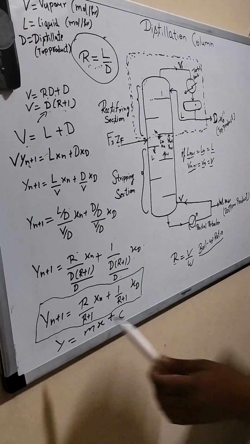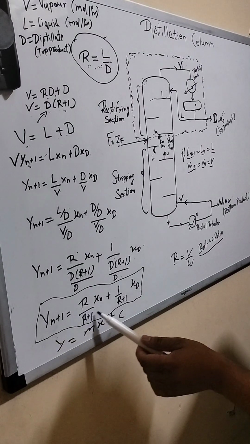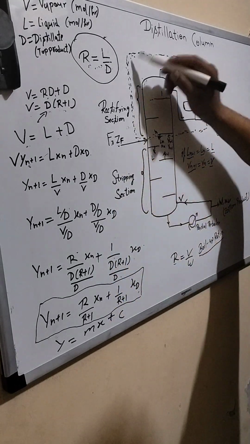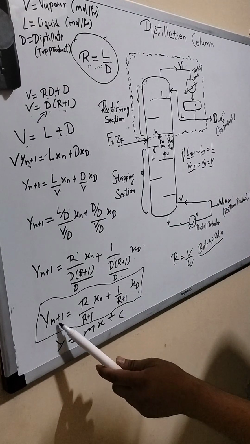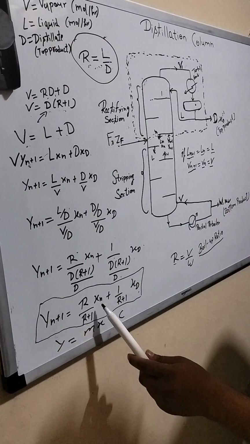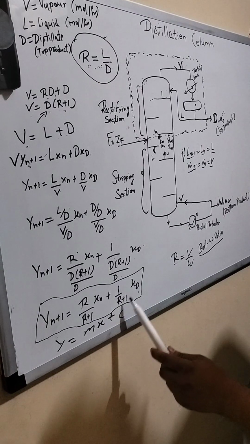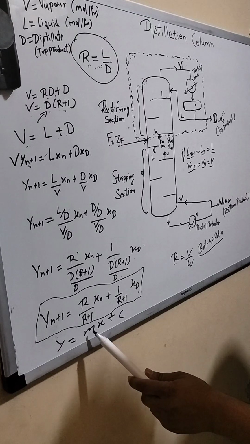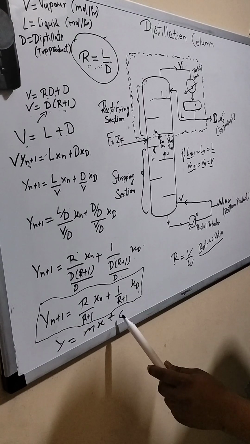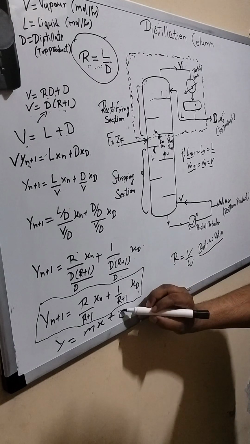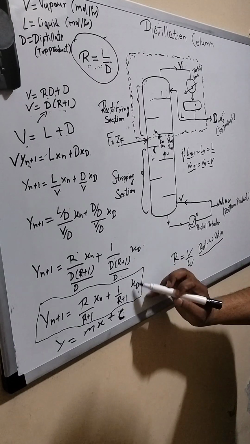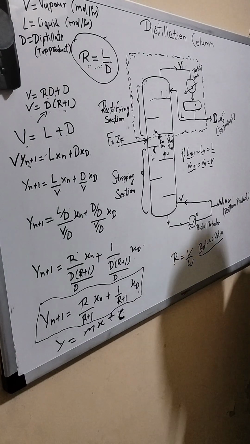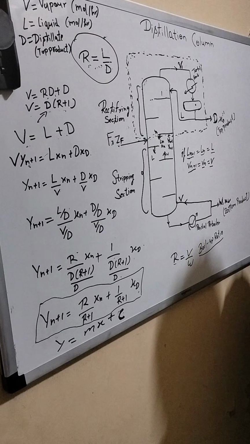The equation which comes out is known as the operating line equation of the rectifying section: yn plus 1 is equal to R by R plus 1 xn plus 1 by R plus 1 into xD. You can compare it with the straight line equation y equals mx plus c. M is equal to R by R plus 1, and c is equal to xD divided by R plus 1. Hope it is clear to all of you. Thank you.